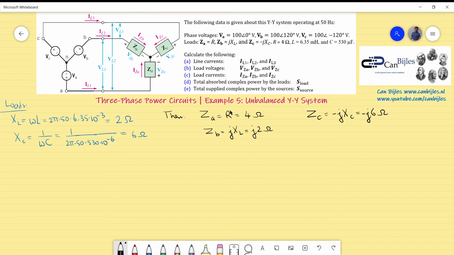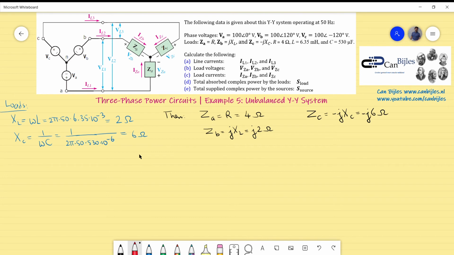So I now have all three loads: 4 ohms, j2 ohms, and minus j6 ohms. I will use these in the analysis. The next analysis will be determining the line voltage and line currents, IL1, IL2, and IL3. Because it is an unbalanced system, I have to use circuit analysis methods like mesh current analysis, as I said already at the beginning of the video.